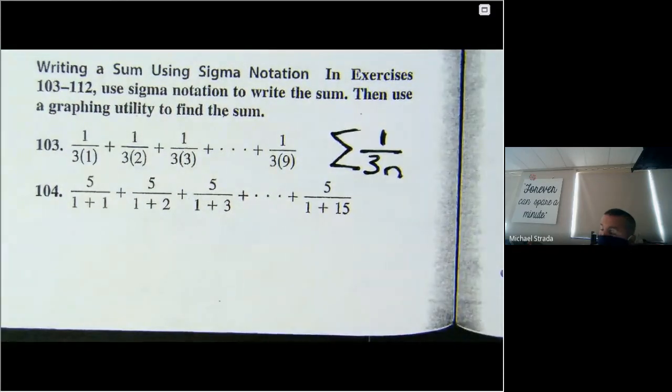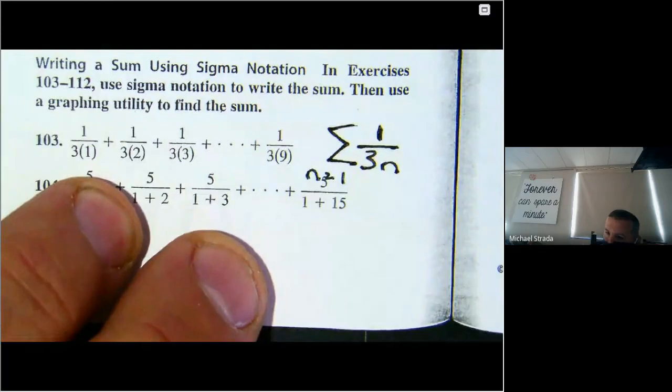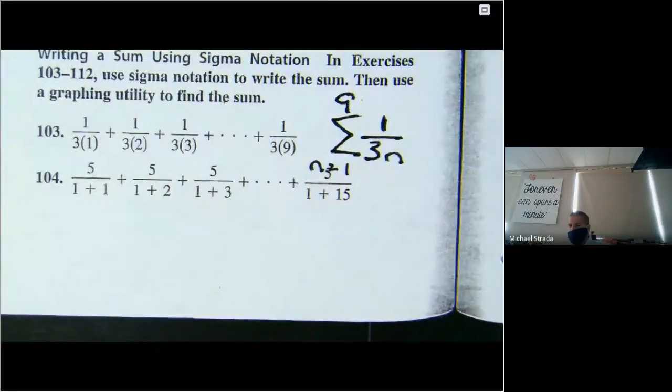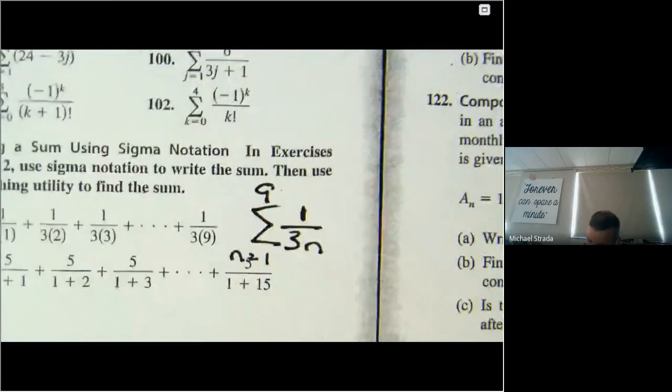Okay, now the first term has what inside parentheses? 1. So that means we're starting at what? 1. The last term has what in parentheses? 9. So that's why we're stopping at 9. Okay? Make sense?